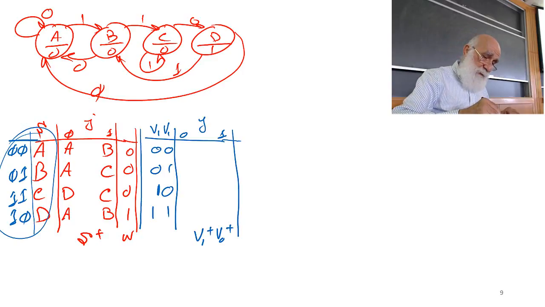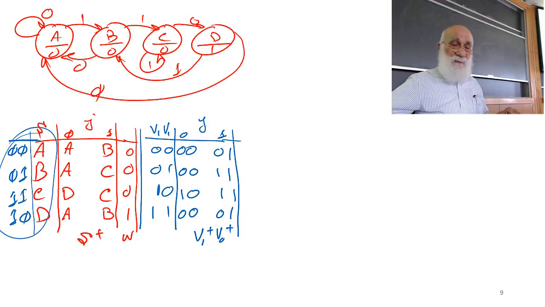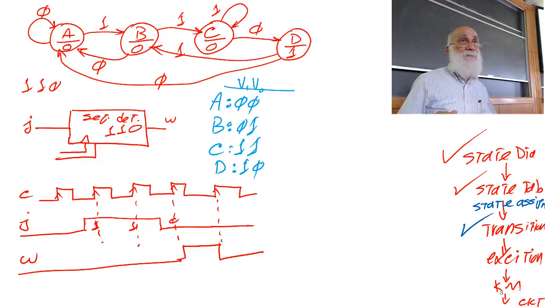So what do I put here? 0, 0. For B, 0, 1. For C, 1, 1. For A, 0, 0. For D, 1, 0. For C, 1, 1. For A, 0, 0. For B, 0, 1. And this is my transition table.